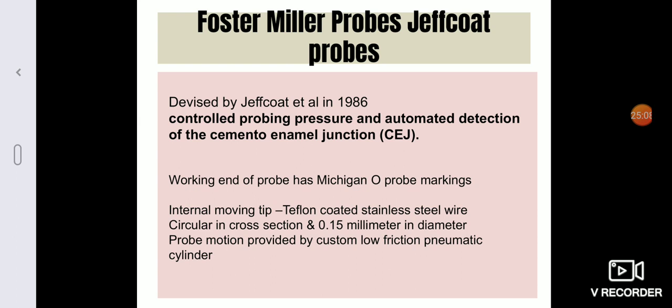The working end of the probe has Michigan O probe markings, that is 3 mm, 6 mm, and 8 mm are provided. And it has an internal moving tip, which is a Teflon coated stainless steel wire. And this is circular in cross section and 0.15 millimeter in diameter. And the probe motion is provided by a custom low friction pneumatic cylinder.